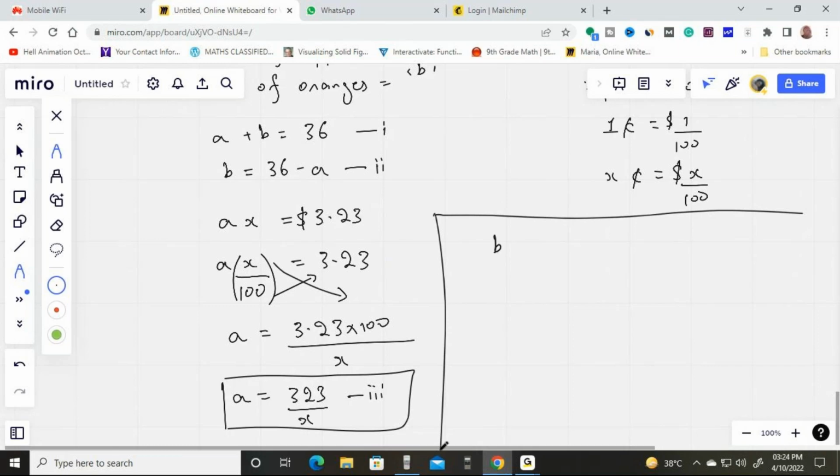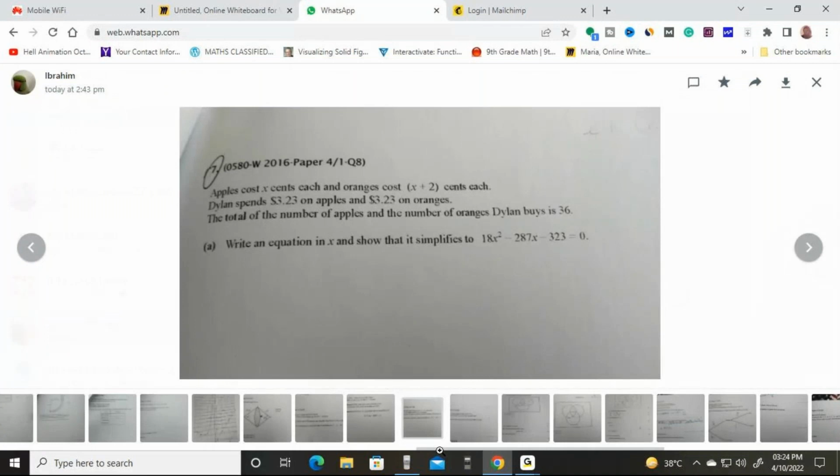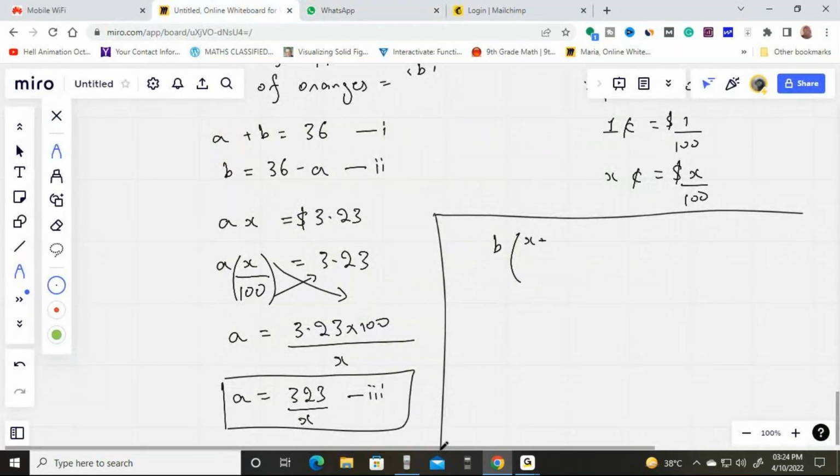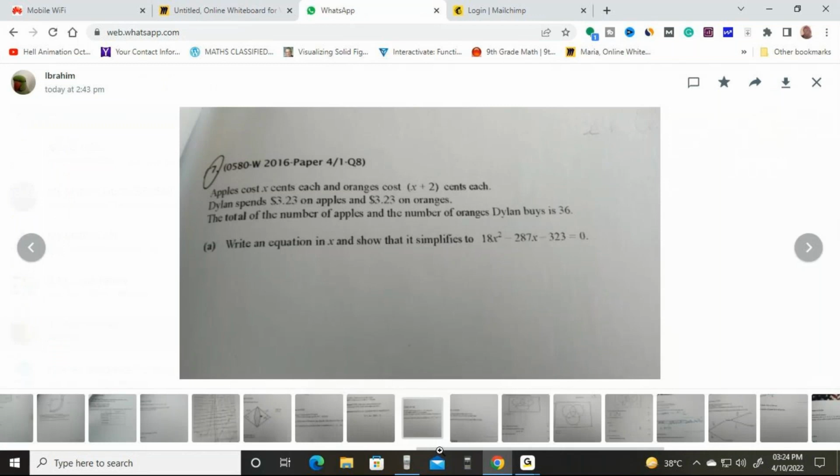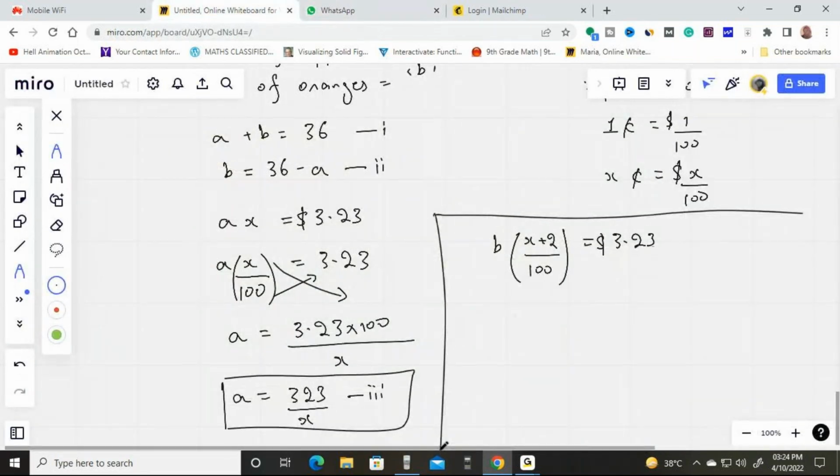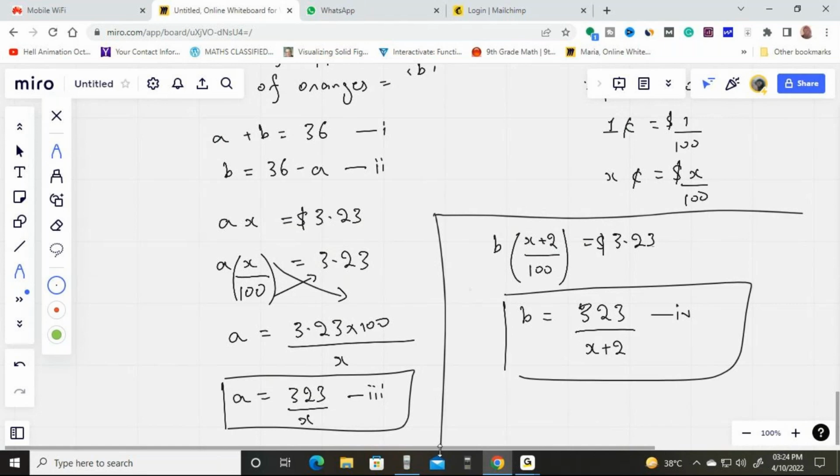So b number of oranges worth x plus 2 cents, so it is x plus 2 upon 100 dollars, right? So x plus 2 upon 100, and it is equal to 3.23. That's what he has spent, it's written over here. So now just express your equation in terms of b. On cross shifting, it is giving me 323 upon x plus 2. Got it? This is my equation number 4. Now I can substitute a and b values in my equation number 1.